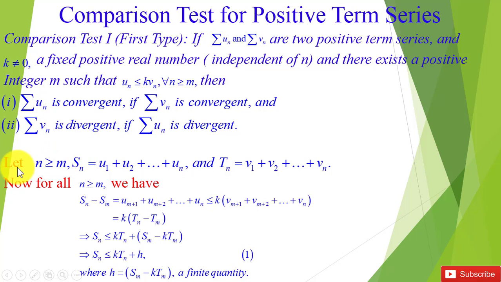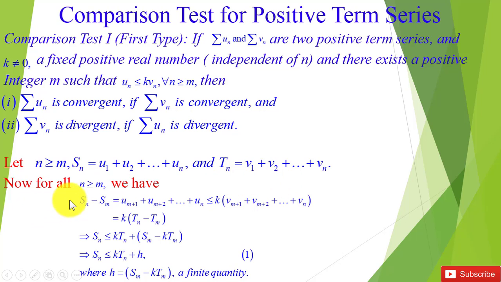Proof: let n be greater than or equal to m. Sn is equal to u1 plus u2 plus up to un, and Tn is equal to v1 plus v2 plus up to vn. These are the partial sums of the series sigma un and sigma vn respectively.